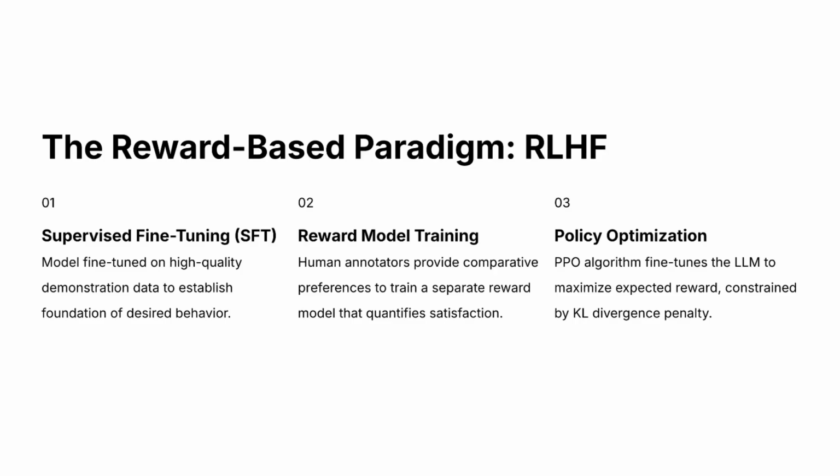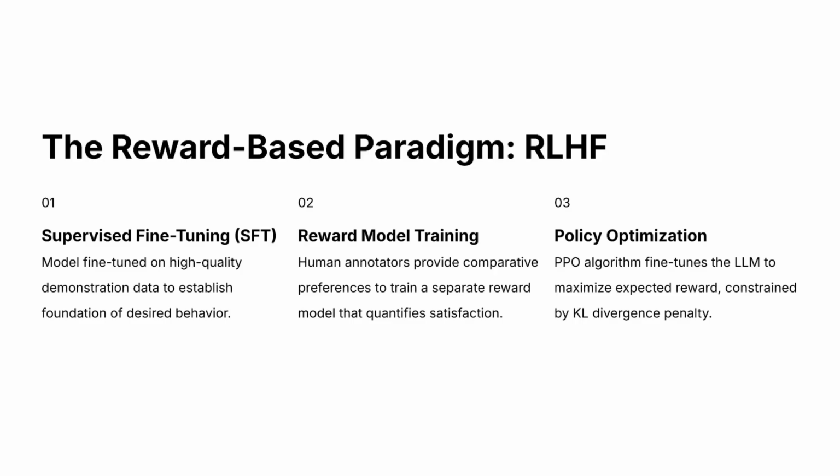We start with the reward-based one, which is RLHF, known as reinforcement learning from human feedback. There are three key stages. The first stage is supervised fine-tuning. Here the model is trained on carefully curated demonstration data, examples of high-quality responses, and these steps establish a strong behavioral foundation, showing the model what good looks like.